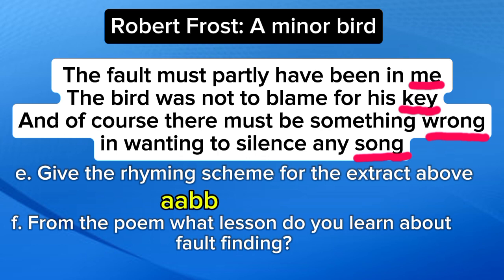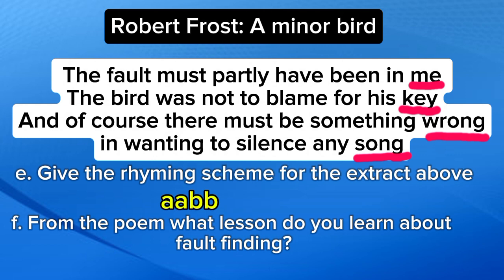This is very simple. So we have me, so we have letter A. We have key. It's the same as the first one. So we have another letter A. We have wrong. We skip to the next letter of the alphabet, which is B. And then we have song. Here too, we skip to the same alphabet, B. So the rhyming scheme for the extract is A, A, B, B. All right, hopefully we understand this one.